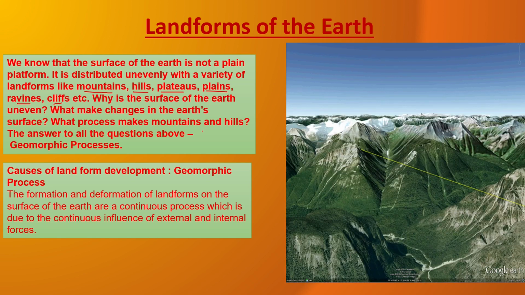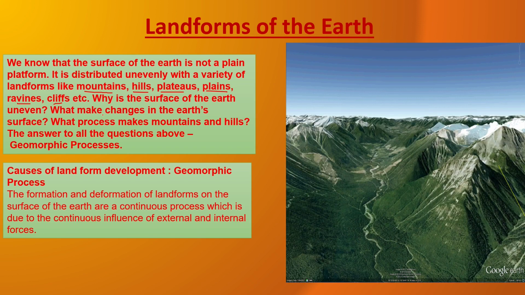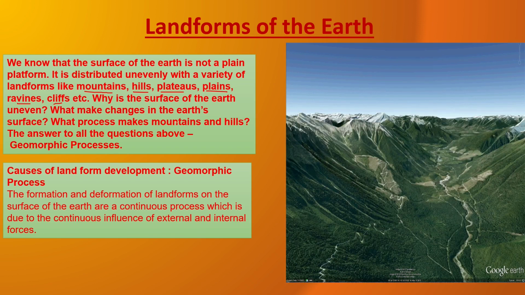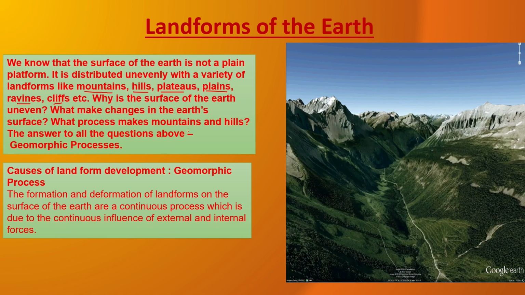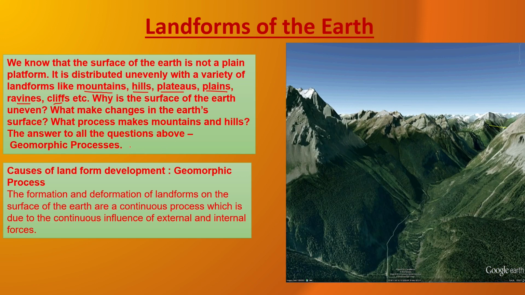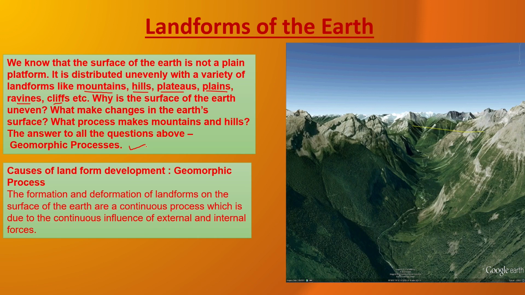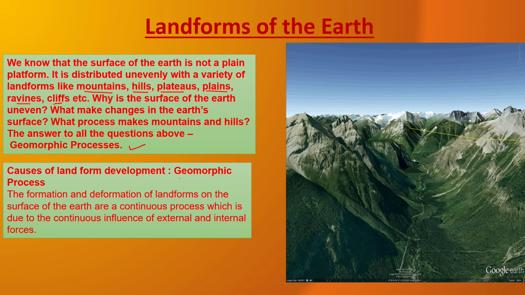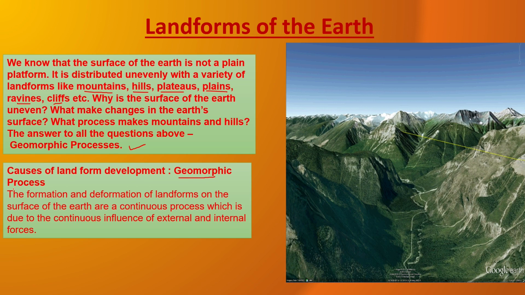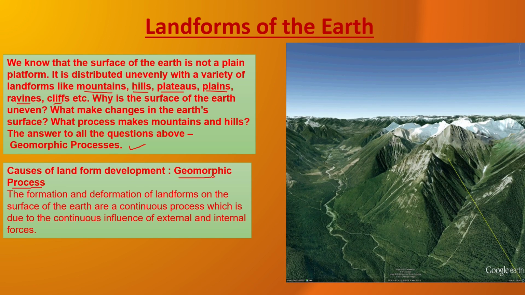Why is this surface of the earth uneven, not plain? What makes changes in the earth's surface? What processes make mountains and hills? The answer is geomorphic process. Now, the cause of landform development is the geomorphic process. In this video, we are going to learn about different geomorphic processes.